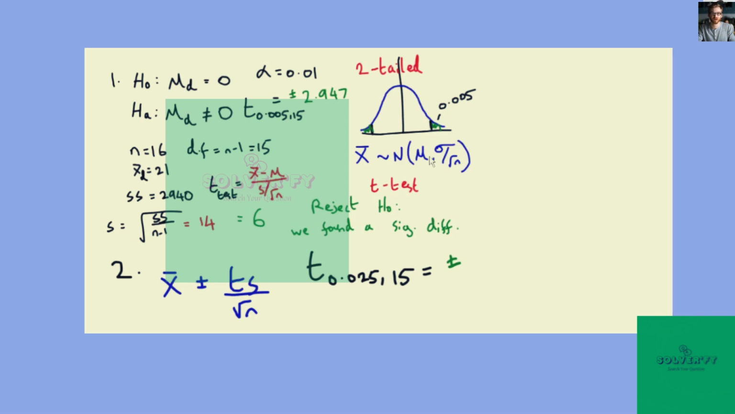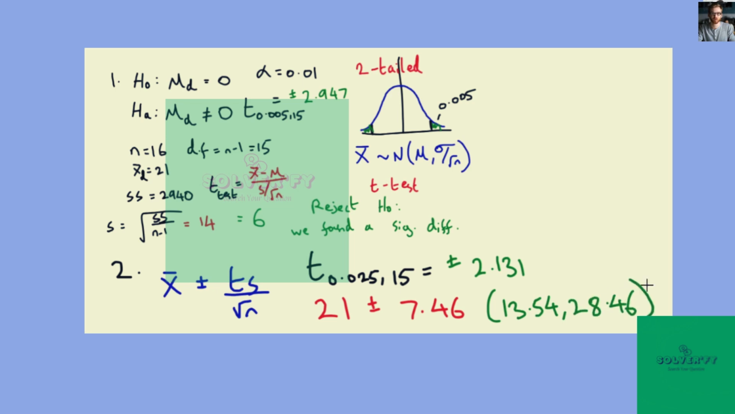So this time t is plus minus 2.131. And the interval looks like 21 plus minus, let me calculate the error. So we've got 2.131 multiplied by 14 over root 16 is 7.46. If I subtract that away from the point estimate, I get the lower bound, 13.54. Add it on, I get the upper bound, 28.46. So we are 95% confident that the mean change in attendance is in that interval.